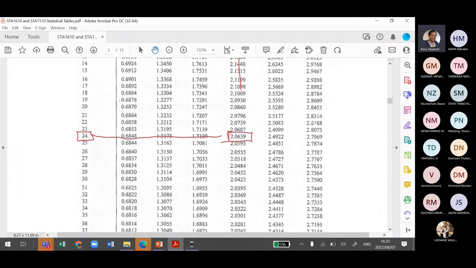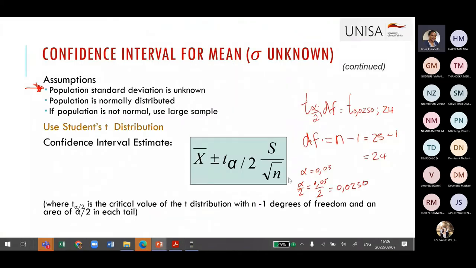Easy, right? That's how we will find the critical value, which will be 2.0639. And that's how we will find the critical value.